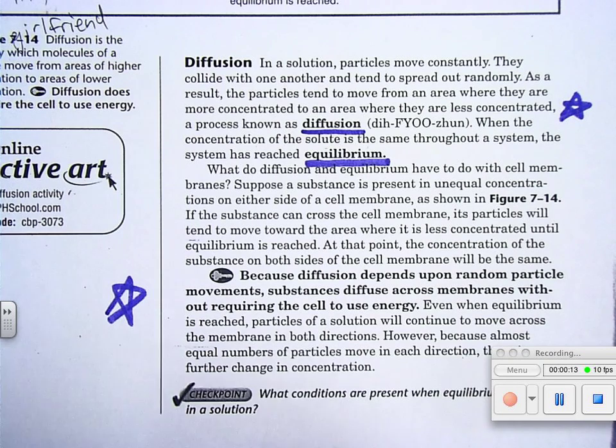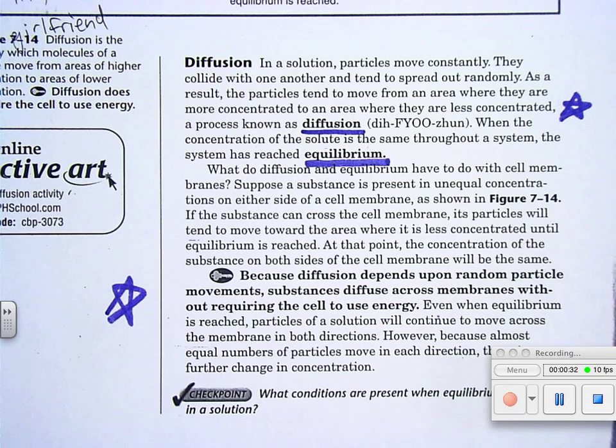We're starting right here. Even when equilibrium is reached, particles of a solution will continue to move across the membrane in both directions. However, because almost equal numbers of particles move in each direction, there is no further change in concentration. Key checkpoint. What conditions are present when equilibrium is reached in the solution?